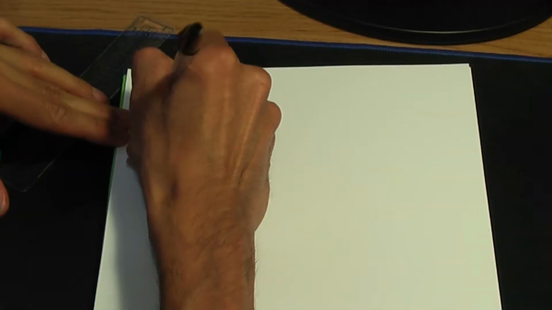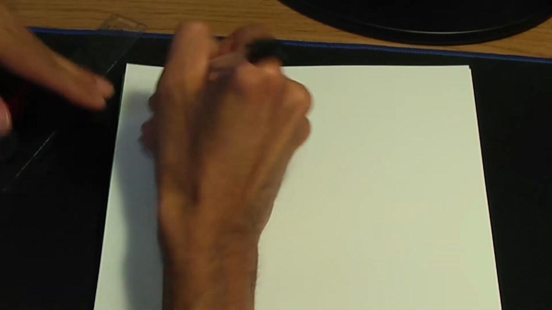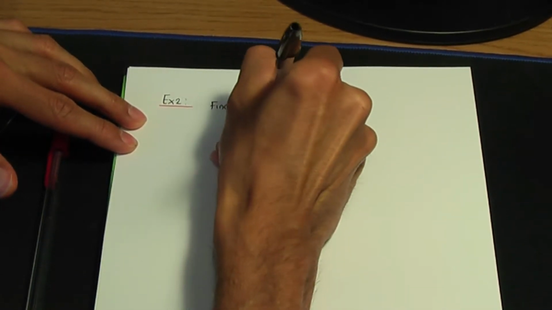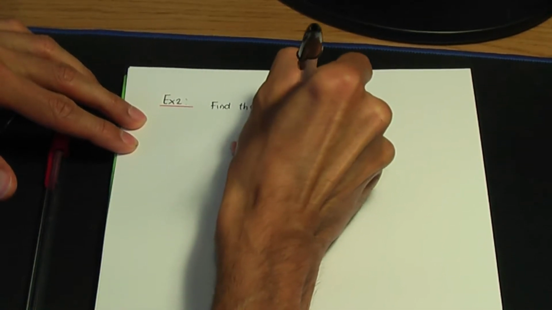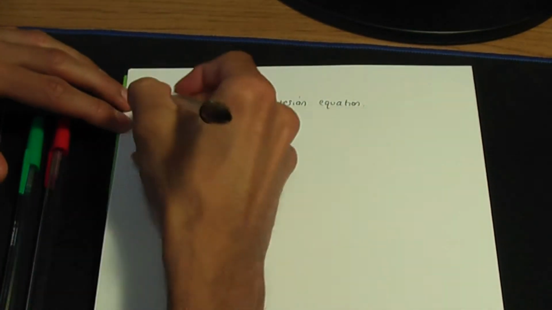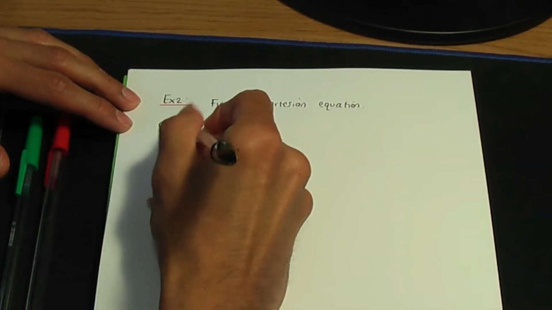Now let's try some examples whereby we need to calculate the Cartesian equation from the following parametric equations containing trigonometric functions. Okay, so here's an example. I'll call this example 2. Take a red pen, underline this. So the question is to find the Cartesian equation. So remember, by Cartesian, it's one equation involving x and y only. And let's work out the Cartesian equation.